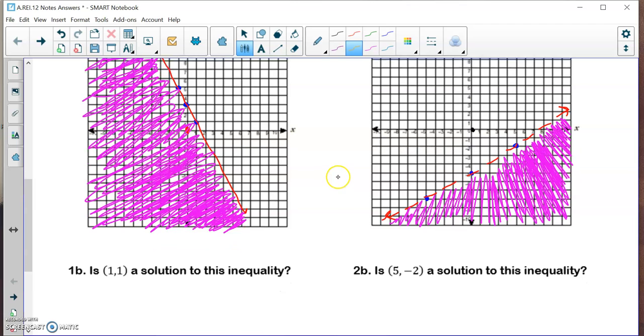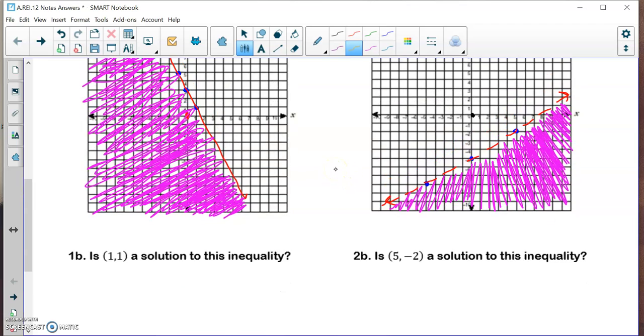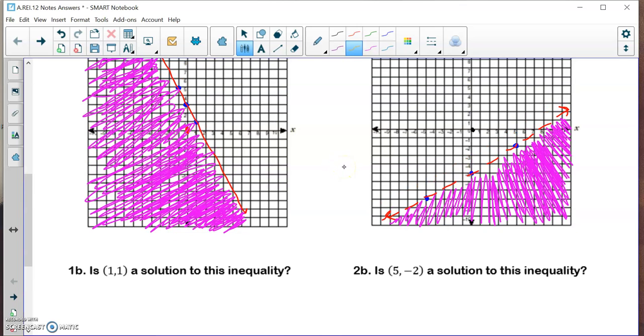All right, 1B. We want to determine, is 1, 1 a solution to this inequality? Now there's 2 different ways that you can do this. You can look at the graph. The point 1, 1 is this point here. And since it lies on a solid line, then yes, it is a solution. That's one way you could have done it.